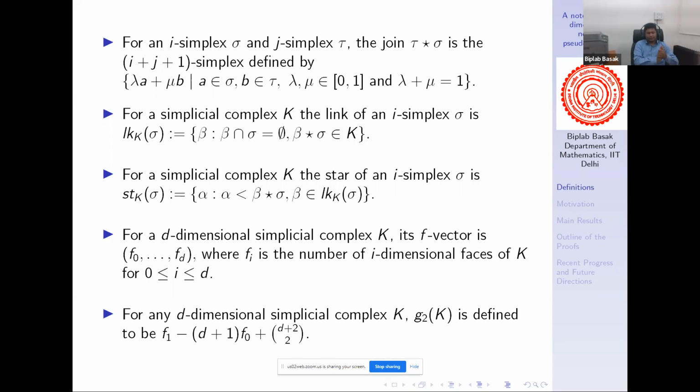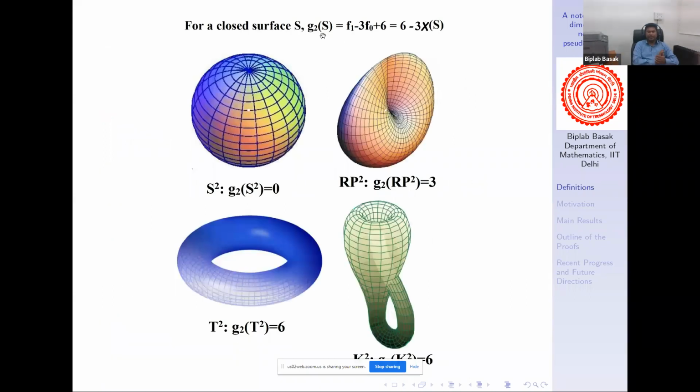Even for a particular manifold, we may have two different triangulations, say K1 and K2, which have different g2, right? But if we restrict ourselves to dimension 2, then this one can be expressed in terms of the Euler characteristic. That means if I take any triangulation of a closed surface S, then the g2 of that triangulation will be this one, which can be computed by the Euler characteristic. Okay, so therefore this g2 is a topological invariant in dimension 2.